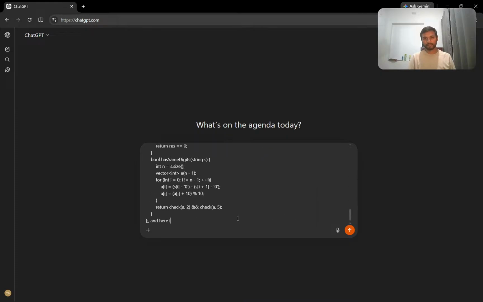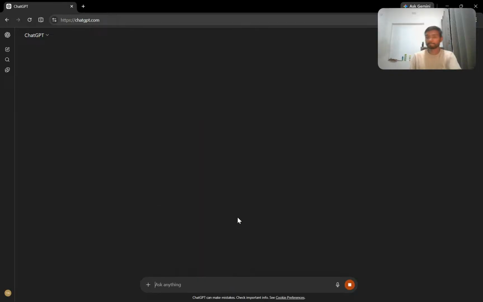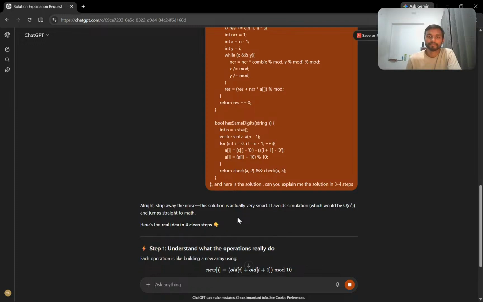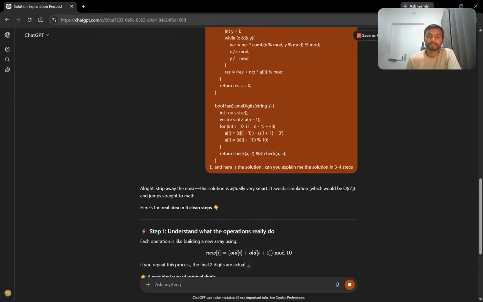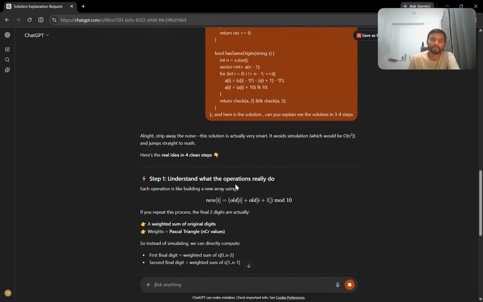And here is the solution. Can you explain me the solution? Steps. There is no agenda. There is only the problem of Leetcode. Alright, strip away the noise. The solution is actually very smart. It avoids simulation. Jump straight to the maths. Here is the real idea in clean steps.